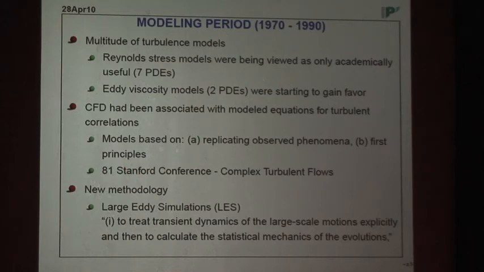Then at the same time, in the early 80s, to follow on because of the success of the 68 Stanford conference, there was an 81 Stanford conference, but now it was complex turbulent flows. There were no examples of old style integral methods from the early 60s, and it was just, now let's try as many flows as we can where we have an experimental database. At the same time, large eddy simulations were starting to come online, as I mentioned, Tony Leonard, but now they were starting to do some real problems. And of course they were now migrating to number one, which Smagorinsky had proposed, to treat the transient dynamics of the large scale motions explicitly, and then to calculate the statistical mechanics of the evolutions. So this all occurred in a relatively short amount of time.